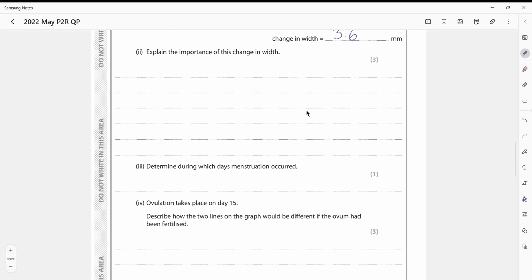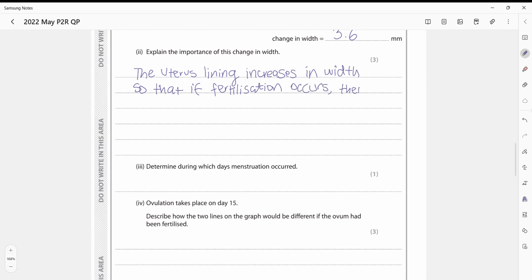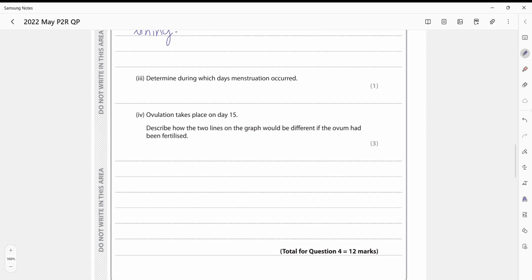So the width increases so that if fertilization occurs, then the embryo can implant into the lining.